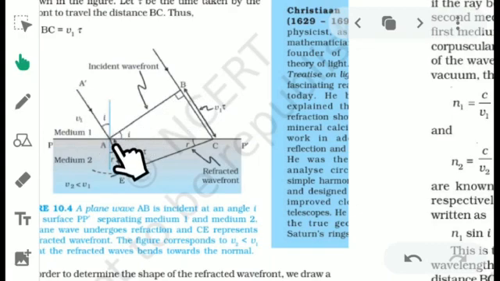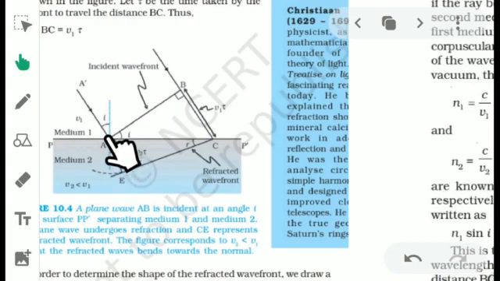This A dash A is perpendicular to this wavefront, that means A dash A represents the ray. This is the incident ray. Then the angle between the incident ray and the normal is the angle of incidence. Here the ray enters from rarer to denser medium. So this is the refracted ray and it bends towards the normal. So this is the angle of refraction.